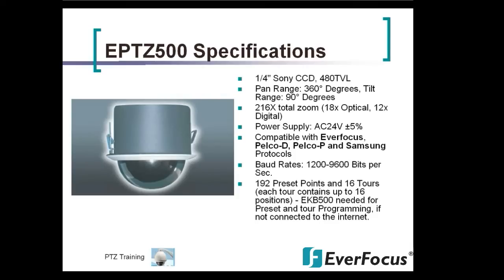And the EPTZ500 is capable of holding up to 192 preset points and 16 tours. Now, each tour can contain up to 16 positions, and the EKB500 is needed for preset and tour programming if the EPTZ camera is not connected to the DVR through the internet.